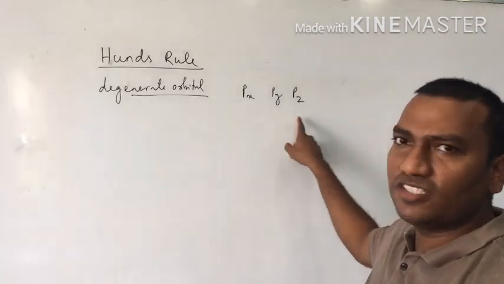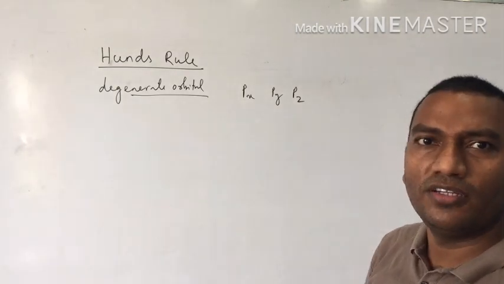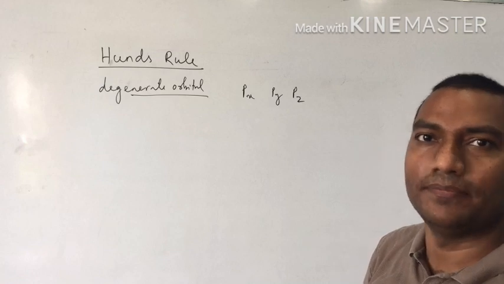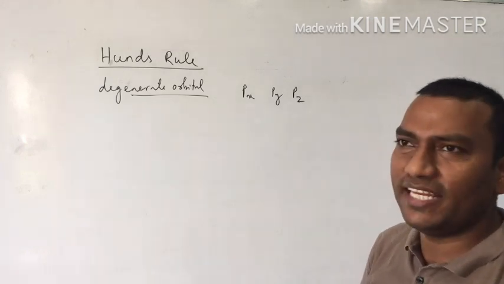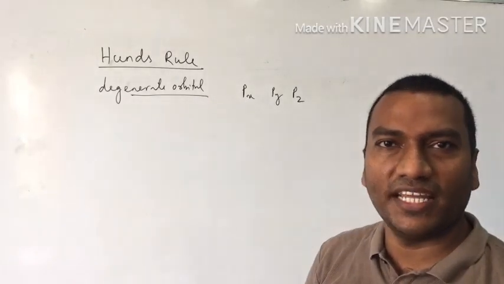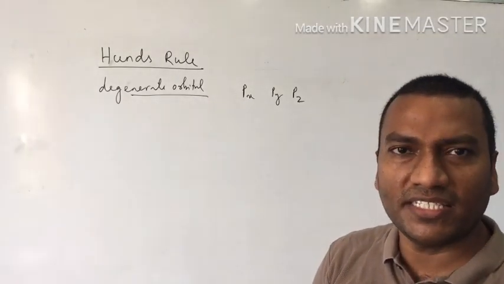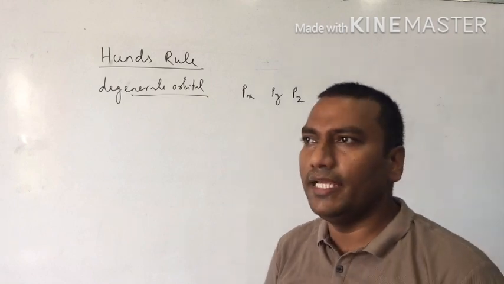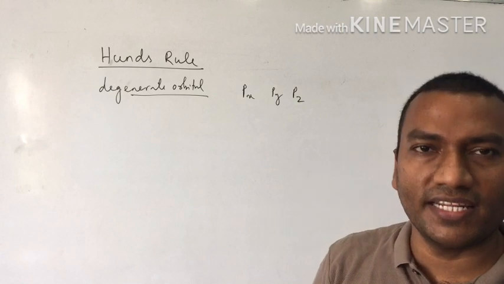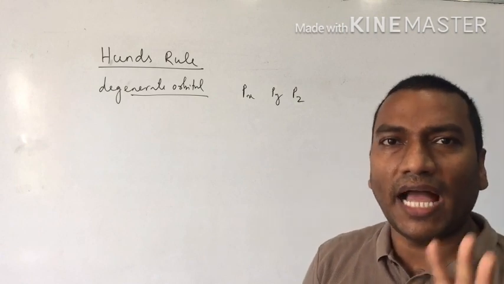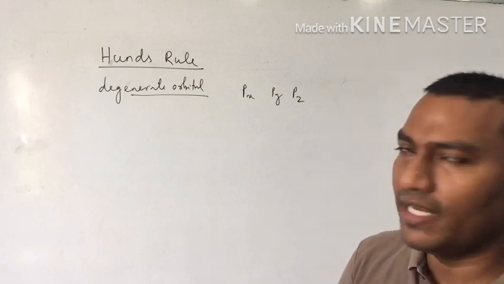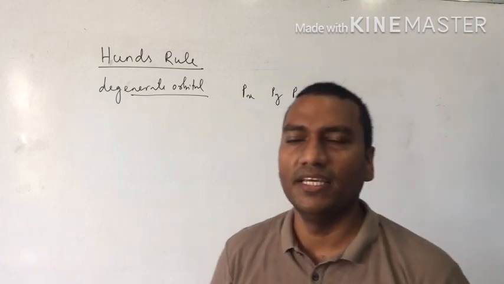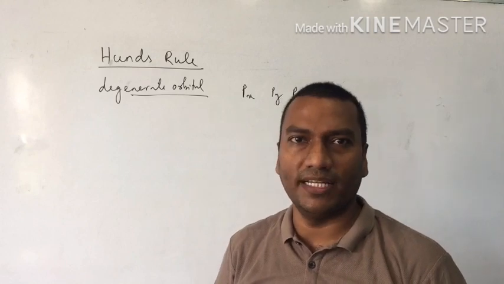So p has 3 orbitals, hence the p subshell has 3-fold degeneracy. 3-fold degeneracy means the p subshell has 3 degenerate orbitals. Similarly, the d subshell has 5-fold degeneracy, that means it has 5 degenerate orbitals. Similarly, the f subshell has 7-fold degeneracy, that means 7 degenerate orbitals.